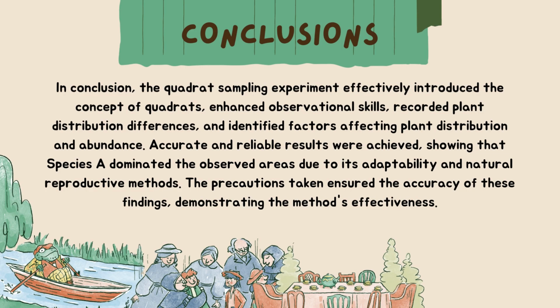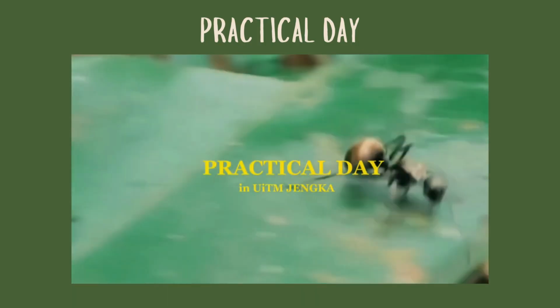In conclusion, the quadrat sampling experiment effectively introduced the concept of quadrats, enhanced observational skills, recorded plant distribution differences, and identified factors affecting plant distribution and abundance. Accurate and reliable results were achieved, showing that species A dominated the observed areas due to its adaptability and natural reproductive methods. The precautions taken ensured the accuracy of these findings, demonstrating the method's effectiveness.